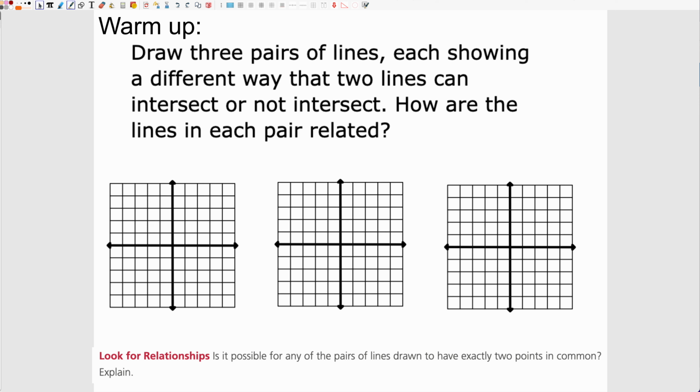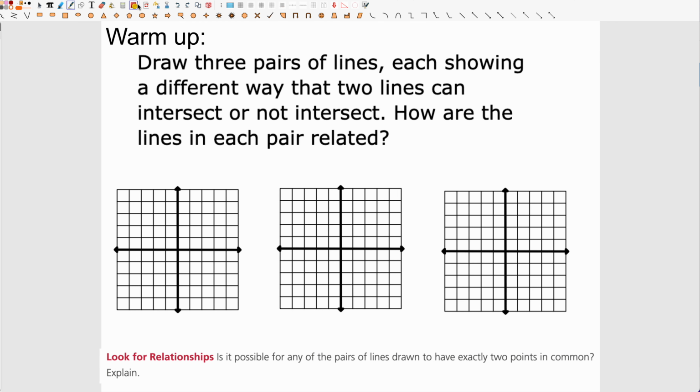All right, so the warm-up today says, and I changed my page a little bit, doesn't look quite like yours, but it's got the same information on it. Draw 3 pairs of lines, each showing a different way that 2 lines can intersect or not intersect. How are the lines in each pair related? So, first way, I think, is probably super simple. If you have 2 lines on a graph, what does it look like if they intersect? Cut a plus sign. They cross each other, right?